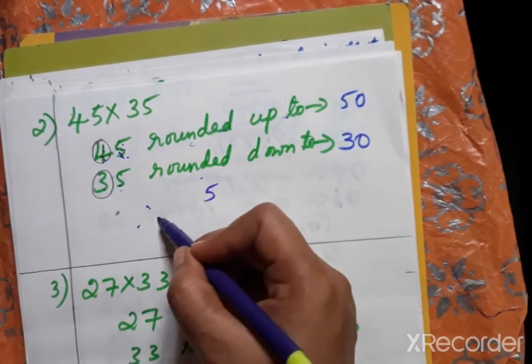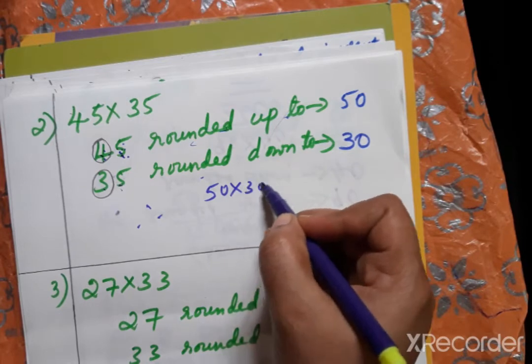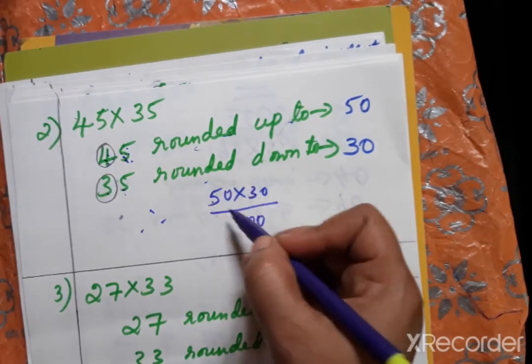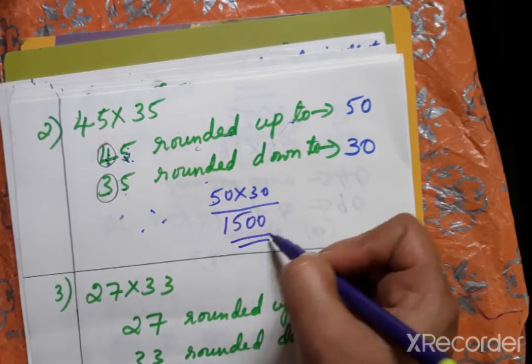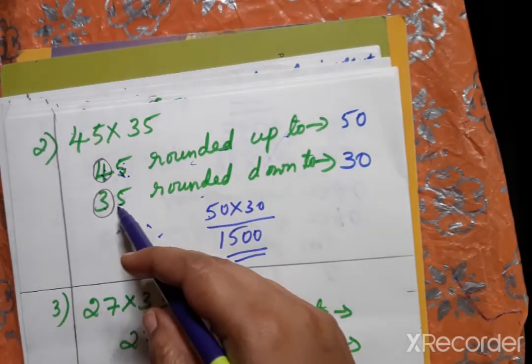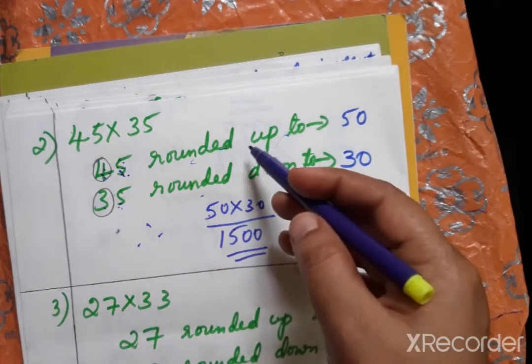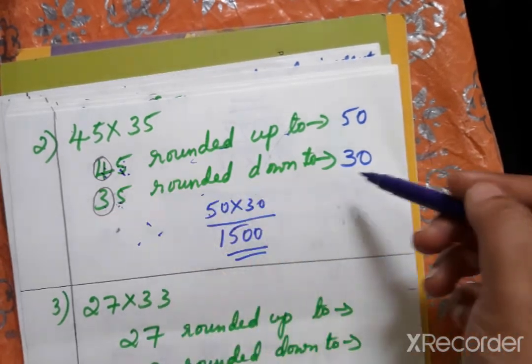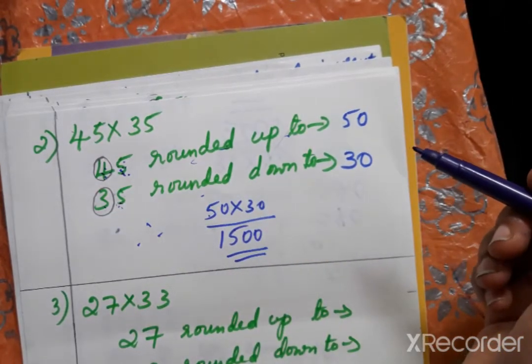Now therefore 50 into 30. 1 2 0, 5 3s are 15. Answer is 1500. Actually here, for the rounded down or rounded up number, one is already rounded up, and that's why we are rounding down here. Okay, 35 is rounded to 30, rounding down.